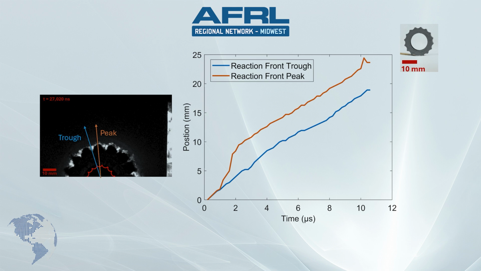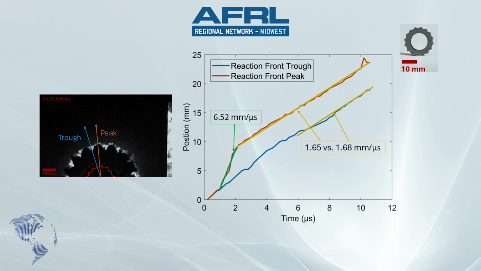So the case has peaks and troughs due to the points and divots in the sun sample on the external side of the case. And we can see that a trough leads to a peak in the reaction front due to focusing effects. So if we analyze the reaction progression along the peak versus the reaction progression along the trough, we see that the peak has an initial run ahead of about 6.5 millimeters per microsecond, which is about 4 times faster than that of the steady state velocity. And so we can see that after that run ahead, it starts to hit a steady velocity, and it matches that of our trough.